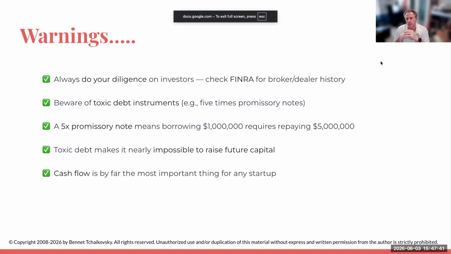The thing you really want to watch out for is who you are doing business with. Check Glassdoor, do your diligence checks. If they're a broker dealer, look at FINRA. When you take money from an investor, you have to know who that investor is and where that money is coming from. It's very important because that's going to dictate a lot of things that will be happening to you over time. Always do your diligence on investors, and check FINRA for the broker dealer history.